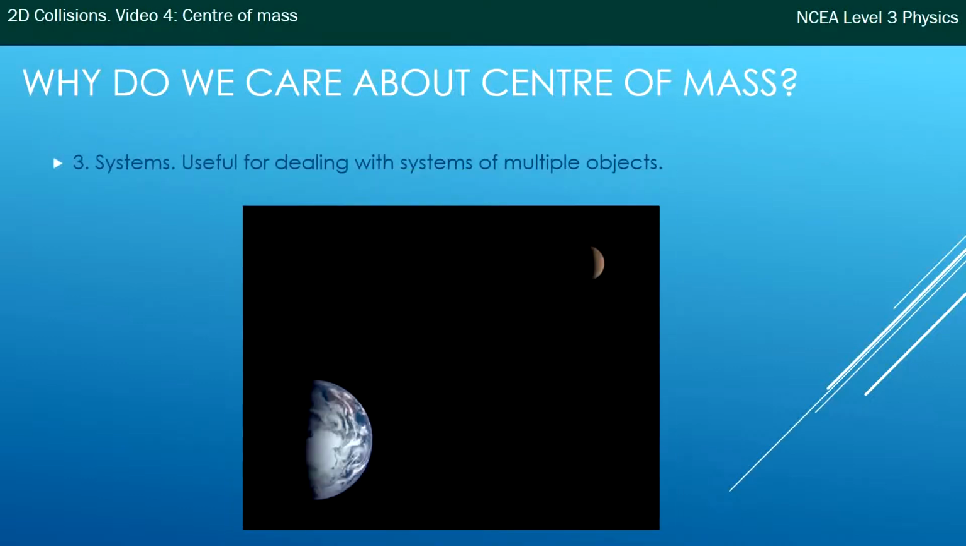And the third reason we want to care about centre of mass is that it's a really useful way of analysing systems. Now remember in level 2 when we met systems, a system is a fancy word for dealing with 2 or more objects at once. So the classic system is an Earth moon system. We can simplify that down to a single dot or a single centre of mass, and we can do calculations on that, and it's pretty accurate.